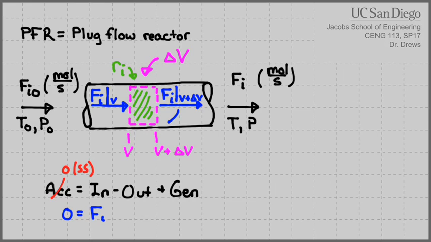So the amount coming in is however much F sub I evaluated at V, and the amount coming out is F sub I evaluated at V plus delta V. And then the amount that we generate, what color did I use? Red, green? Is R sub I times whatever your volume element is.